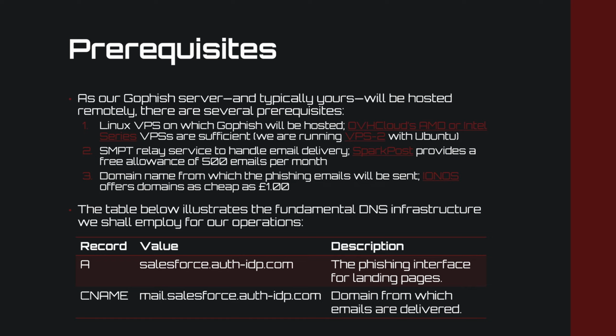And one last thing, the table that you can see below contains the fundamental DNS infrastructure that we will employ during our operations. More specifically, we will use salesforce.authidp.com as our phishing interface for landing pages. More specifically, the page that the user will be redirected to once they fall victim to the phishing email, and mail.salesforce.authidp.com, from which all emails will be delivered.